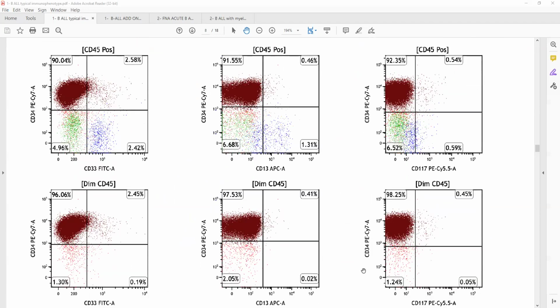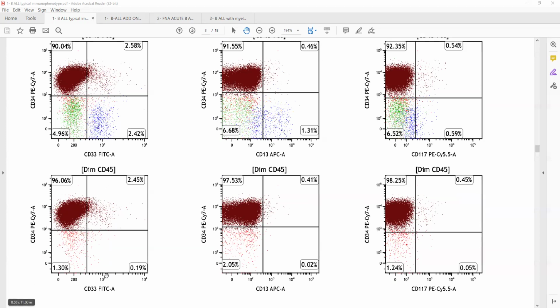Here we do have our myeloid tube. In this myeloid tube, as you can see, CD33 is negative, CD13 is negative, and CD117 is negative. CD117 is an immature marker that is seen in myeloid blasts. So it makes sense that this marker is negative here. CD13 and CD33 are myeloid-associated antigens. However, just remember that CD13 and CD33 and other myeloid markers can be expressed in B-lymphoblastic leukemia.